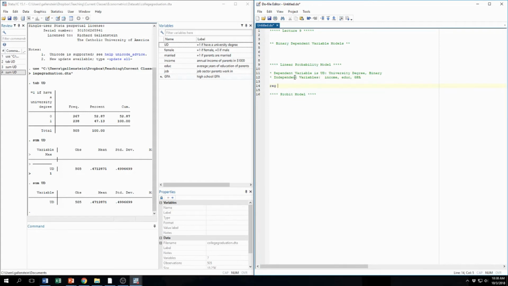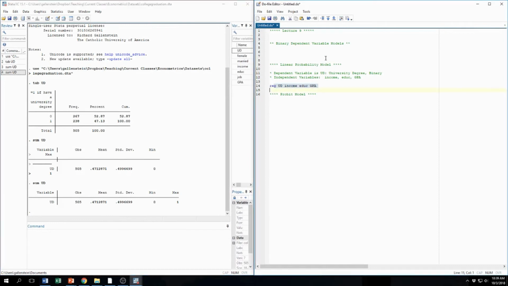The linear probability model is the most straightforward because all we're doing is ordinary least squares. So we just do reg and then the dependent variable, which we know is binary, and then our independent variables that we think are relevant, GPA. All right, so then we just run that. Let's run that first and then I'm going to come back and run it again. We'll keep talking.